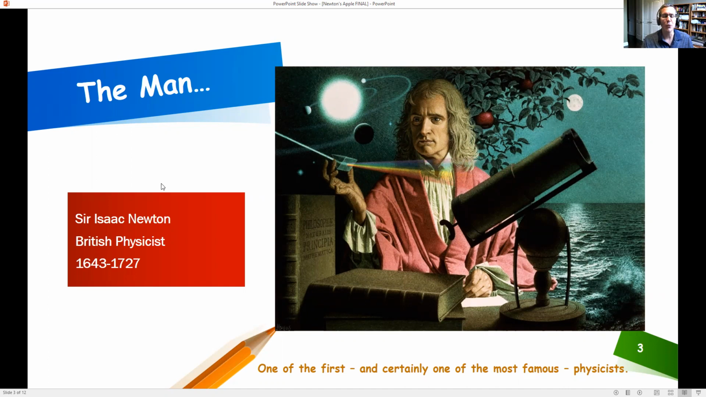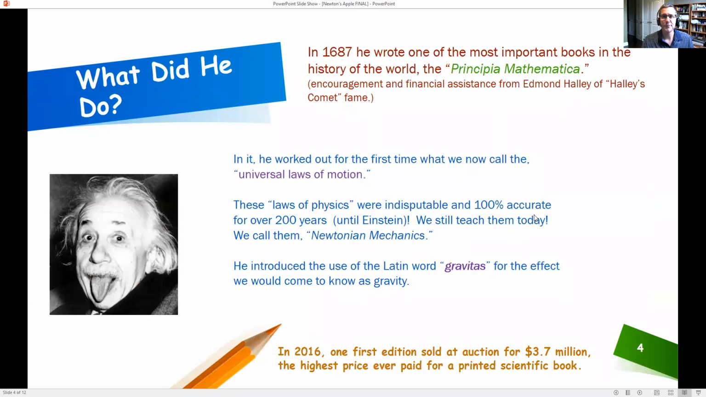So who was Isaac Newton? Well, Sir Isaac Newton was a British physicist, and he lived from 1643 to 1727. So that's about 300 years ago. He was one of the first and certainly one of the most famous physicists that has ever been. He's known for a lot of things, and that's what we want to talk about today. At the time when Newton was doing what he did, he would not have called himself a physicist. That word didn't exist yet, but he is really recognized as one of the founders of the field of physics.